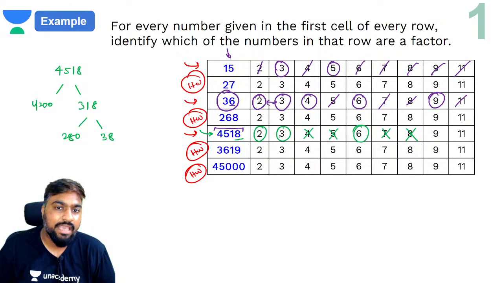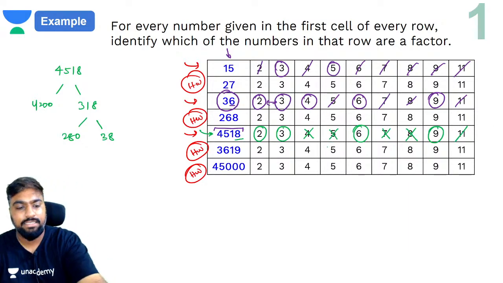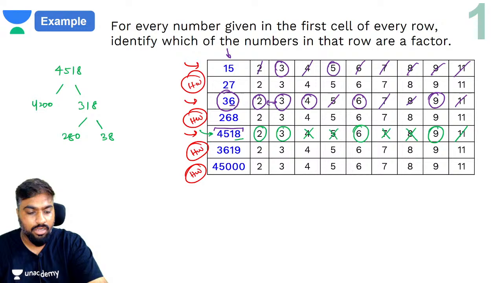Divisible by 3, yes. Check for 9. How do you check for 9? 9 plus 9, 18. 18 is divisible by 9? Yes. How about 11? 5 minus 13. 5 minus 13 is what? 8, not divisible by 11. So 2, 3, 6 and 9. Got it? Everybody?